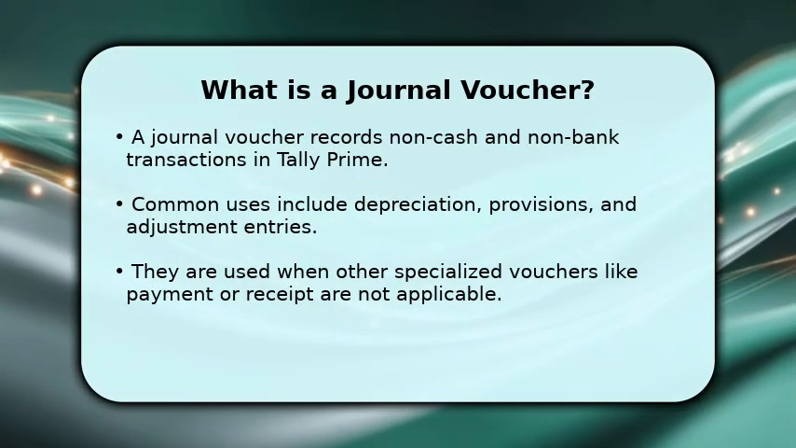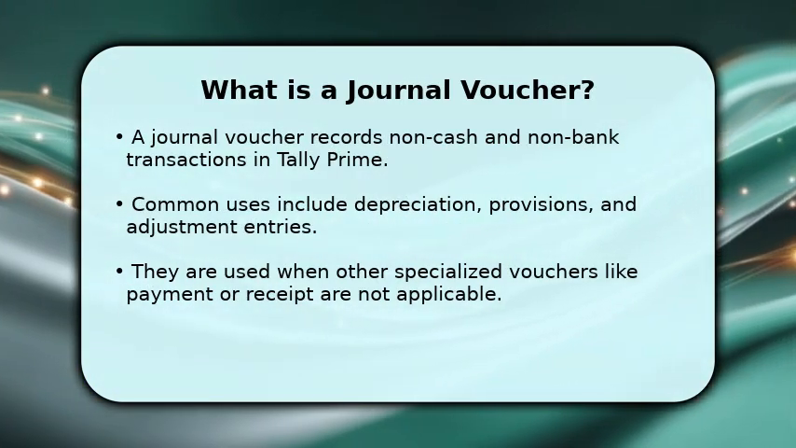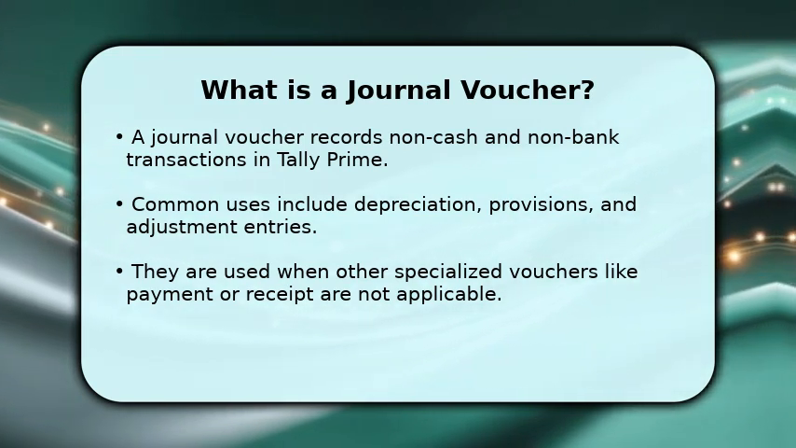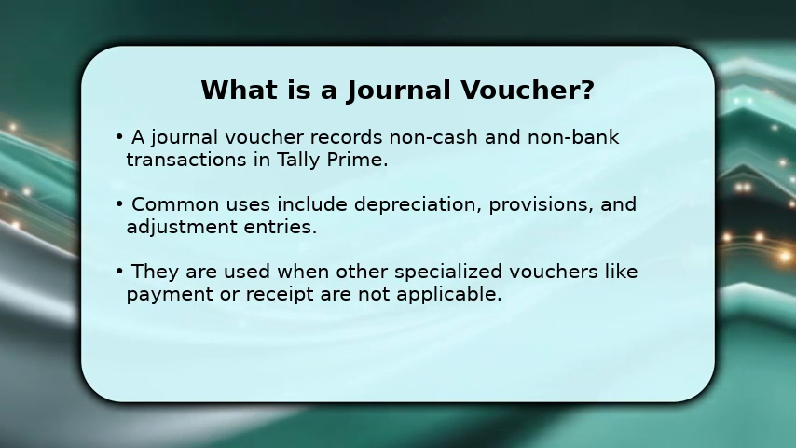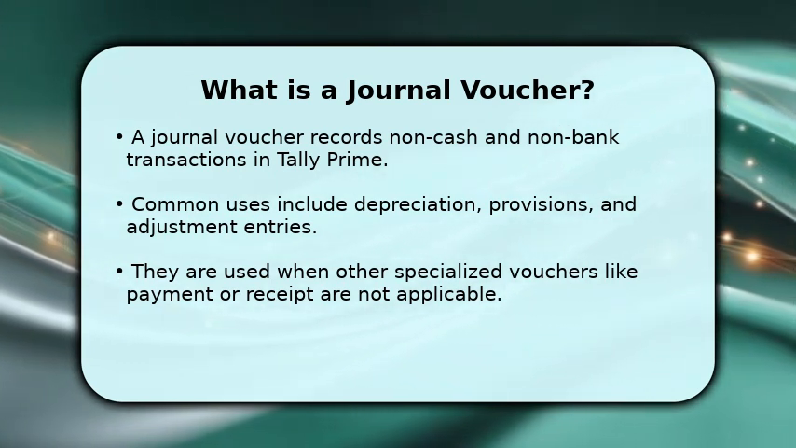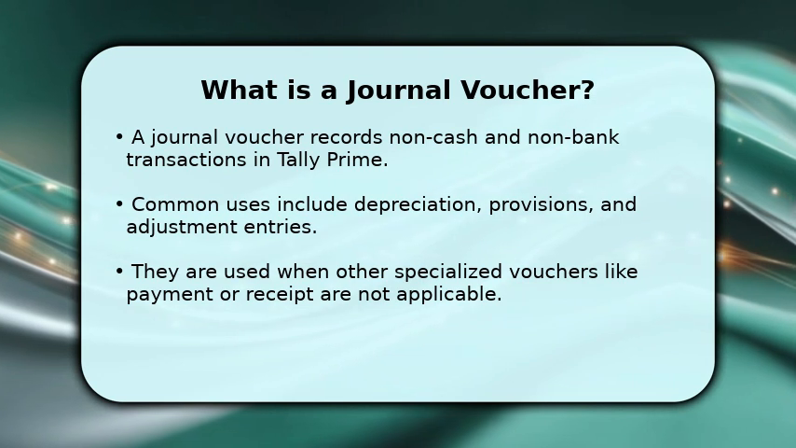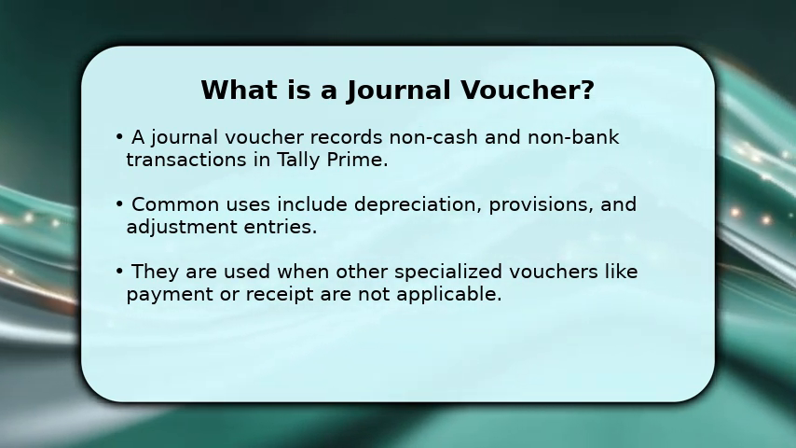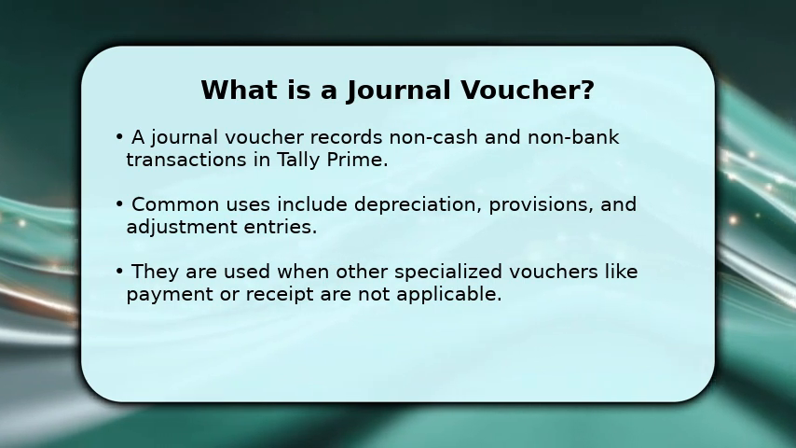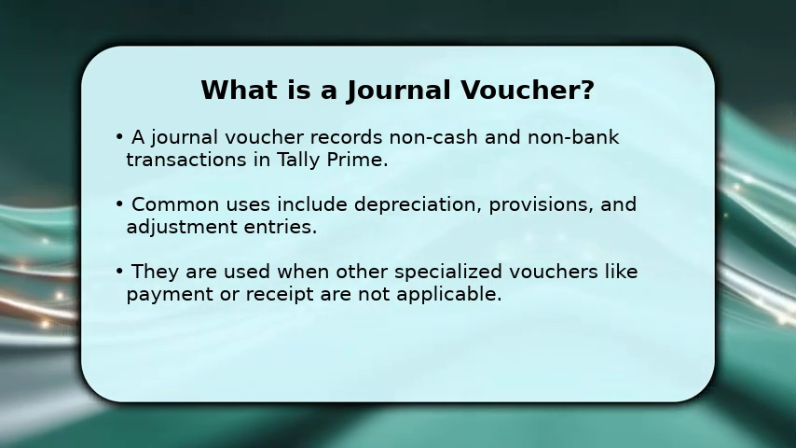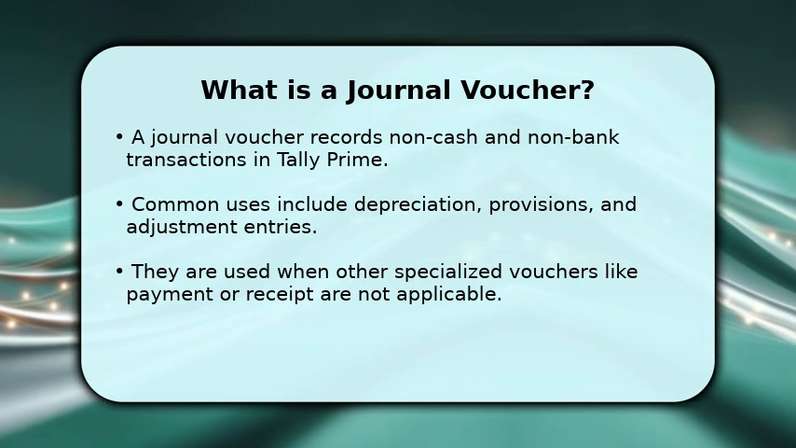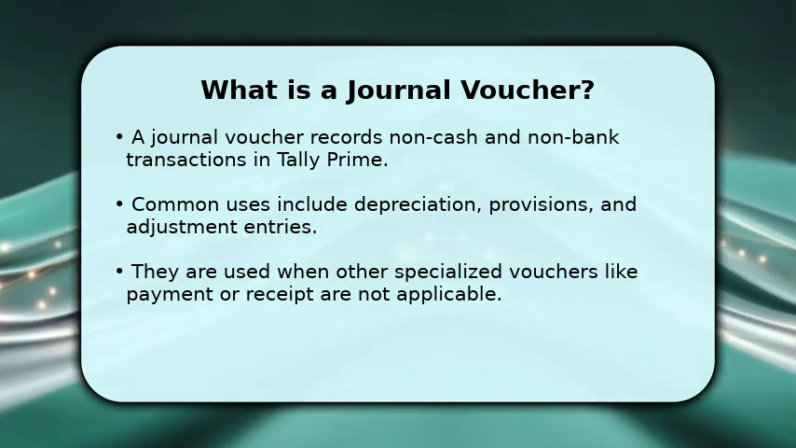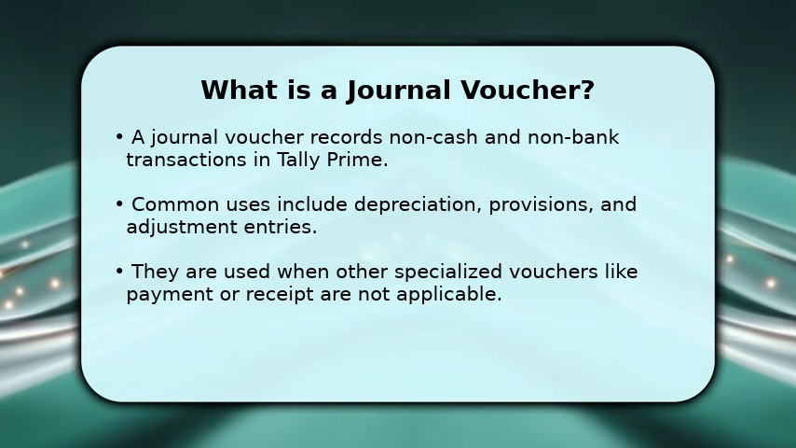So what exactly is a journal voucher? Simply put, it's a document in Tally Prime used for transactions that don't involve cash or bank accounts directly. Think of things like recording depreciation on assets, making provisions for expenses, or adjusting entries between different accounts. If a transaction doesn't fit into a payment, receipt, sales, or purchase voucher, it likely belongs in a journal voucher. It's a versatile tool for maintaining your books.